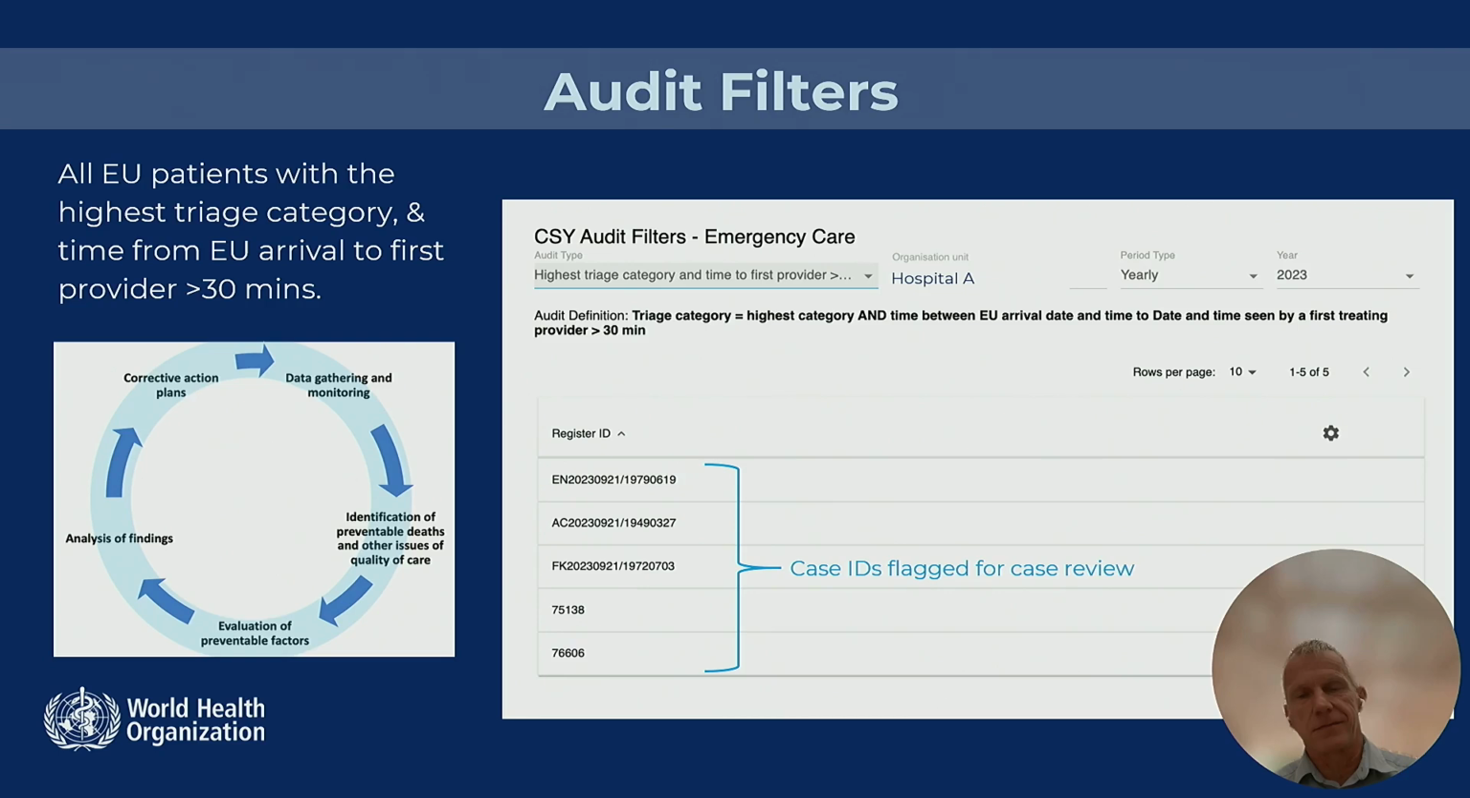So what's the data set? What are the core components that should be in what forms extended data set? And then what are the dashboards that both clinicians would need to see and policymakers? And then what audit filters should be in place? So an example of an audit filter here on the emergency module is all emergency unit patients in the highest triage category. So that would be red usually. And the time from arrival to the first provider is over 30 minutes. That is a quality improvement trigger. And then you can pull up all of those cases and screen them for quality improvement opportunities.